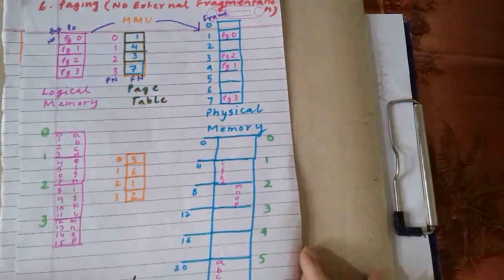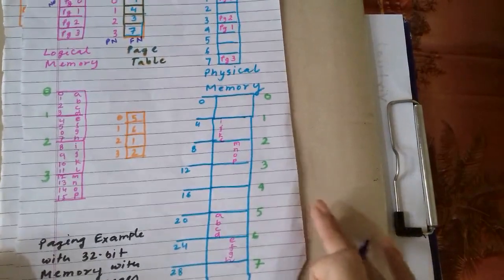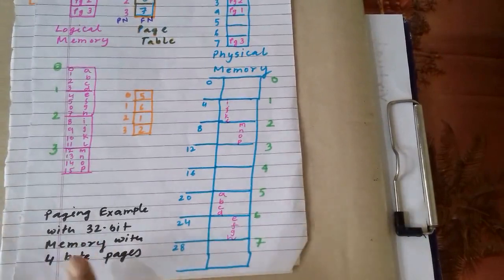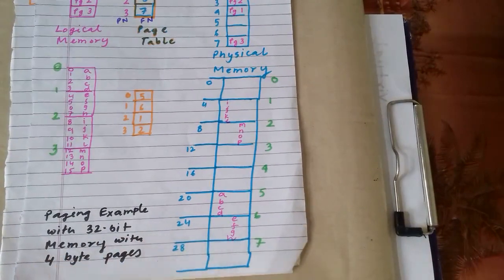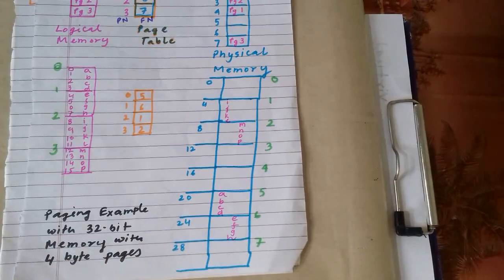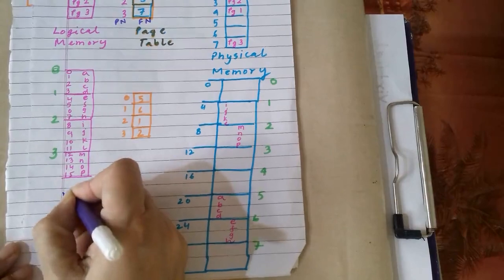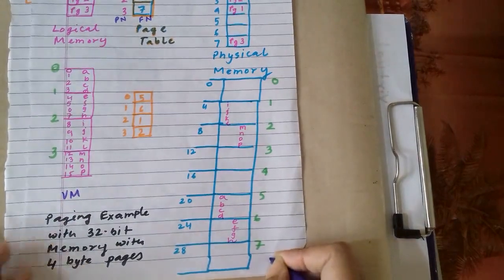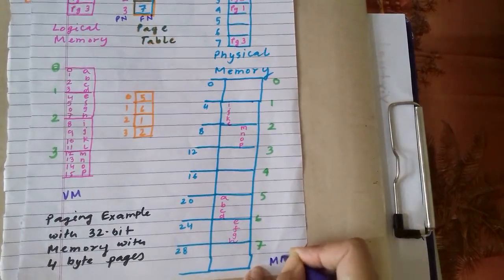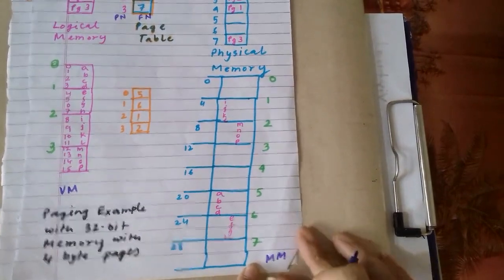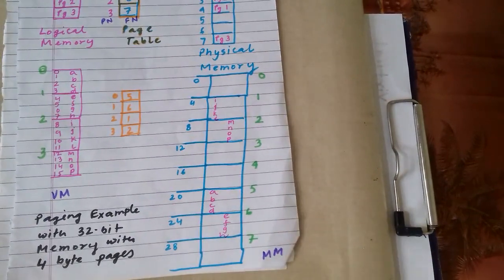Now let us take a problem and solve it. This is a paging example with 32-bit memory with 4 byte pages. What is the meaning? See, this is your logical memory, meaning your virtual memory, and this is your main memory or physical memory. Main memory is nothing but physical memory.